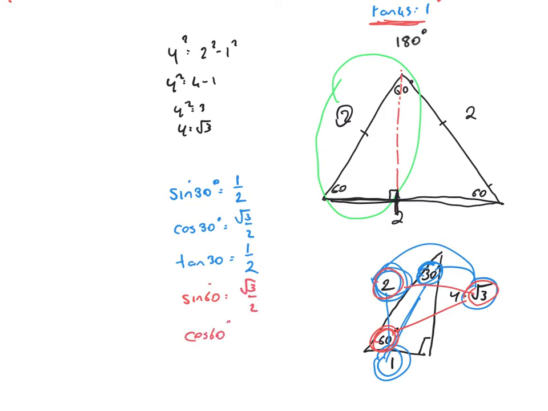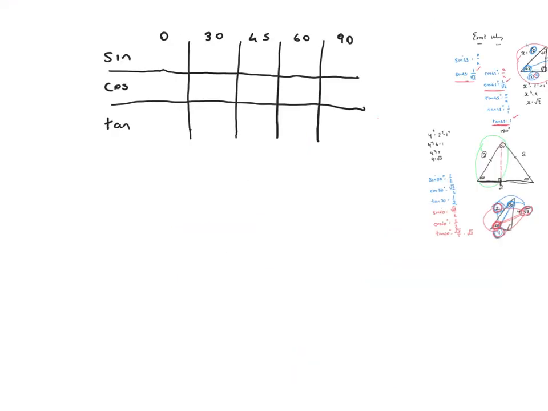Cos 60, adjacent over hypotenuse, 1 over 2. And then what about tan 60? Well, tan 60, opposite over adjacent, root 3 over 1, which is just root 3. Okay, so as I said previously, we've got 15 exact values to get. So we've got 9 of them.